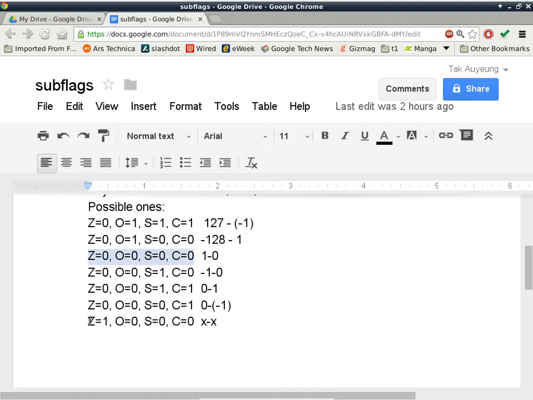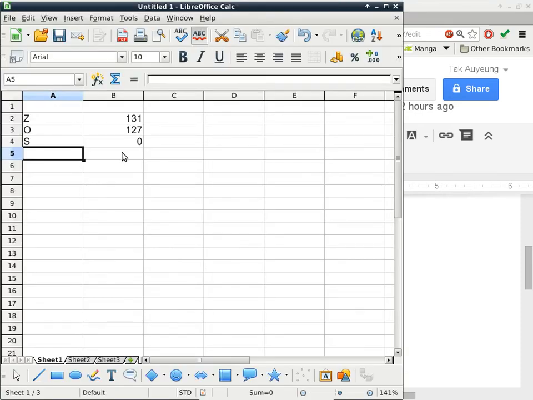Let's see. We took care of this one, so that's done. Okay, let's see if we can make the carry flag turn on. In this case, we have 131. When you want to evaluate when the carry flag or the borrow flag is going to be turned on, you want to look at things from the unsigned perspective.